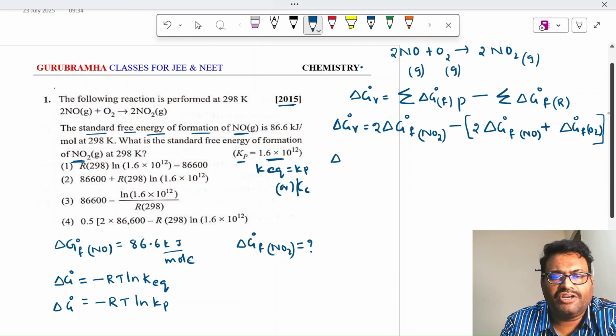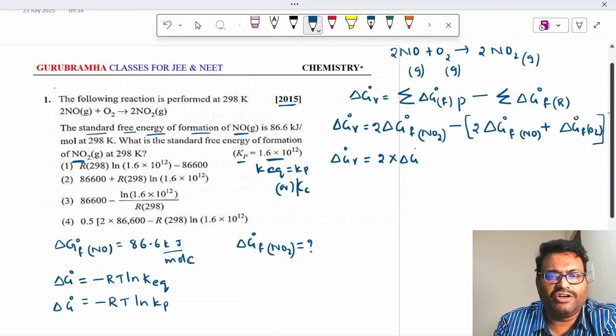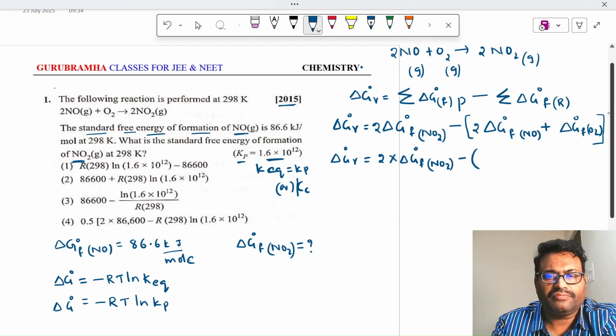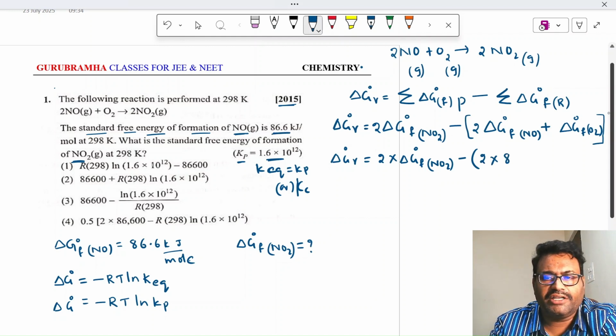Now you write delta G naught of the reaction is equal to 2 into NO2. For NO2, how much is it given? We want to calculate that. So delta G naught of formation of NO2 we need to calculate, minus 2 into how much? Delta G naught of formation of NO is given as 86.6 kilojoule per mole, plus, see, delta G naught of formation of elements in their standard state is equal to 0.